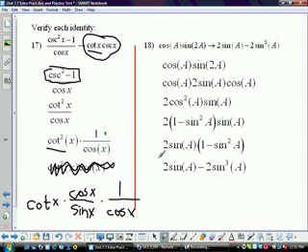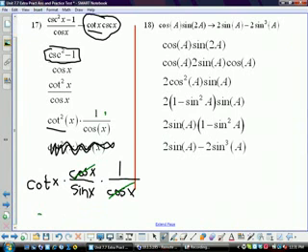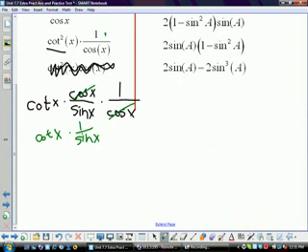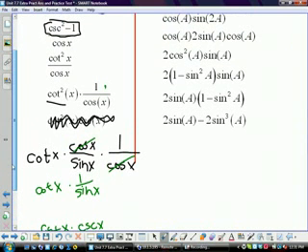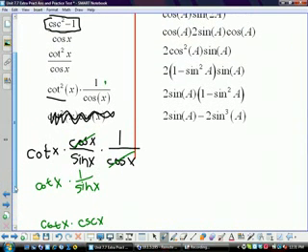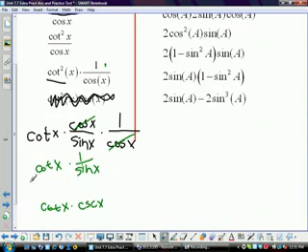Right? I cancel my cosines because I've got one on the top and one on the bottom. So now I'm left with cotangent of x times 1 over sine of x, and using my reciprocal identity, I will have cotangent of x times cosecant of x. Is 1 over sine.